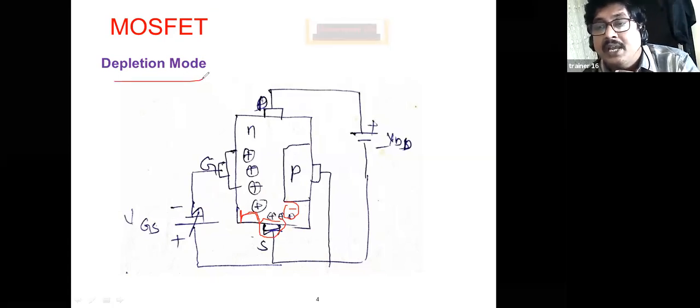Depletion mode means the current decreases. Here the positive charge dominates. That means the positive charges, that is holes, are the majority carriers.